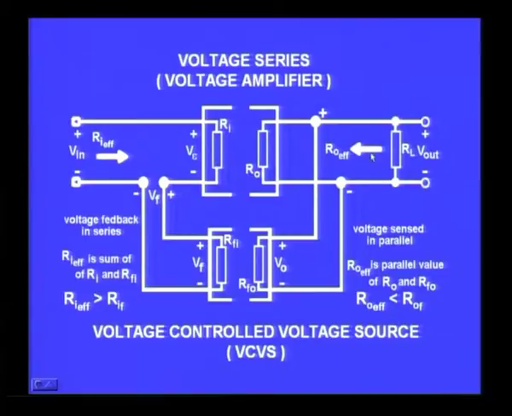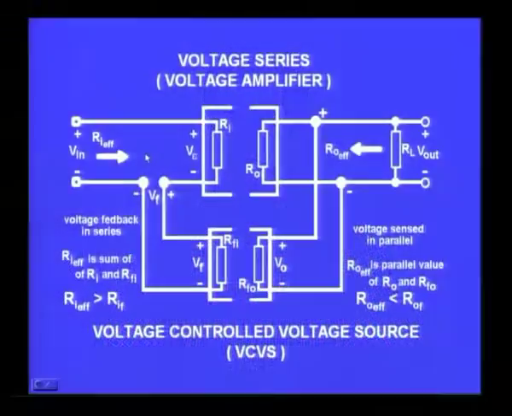So the effect of the feedback network at the output, when I sense voltage in parallel at the output, is to reduce the output resistance. The effect of connecting the voltage in series at the input is to increase the input resistance. So, if an amplifier has increased input resistance and decreased output resistance, what will be the type of amplifier?